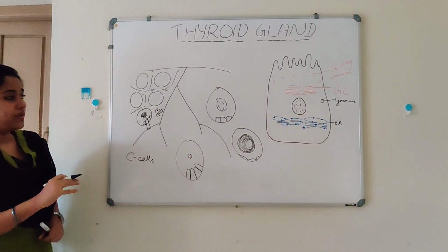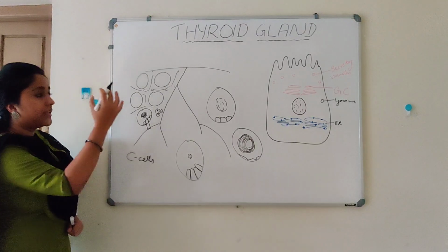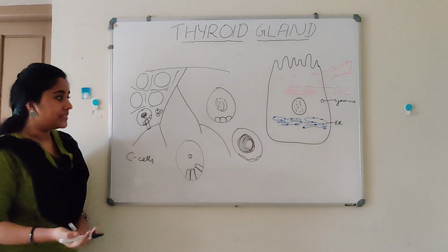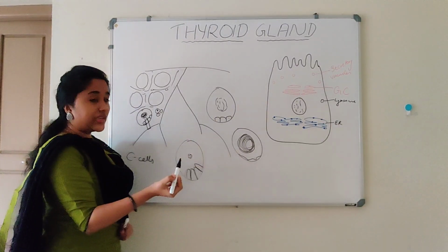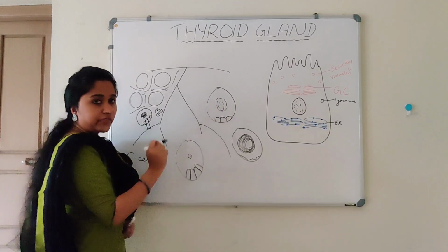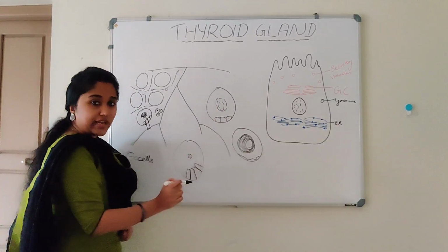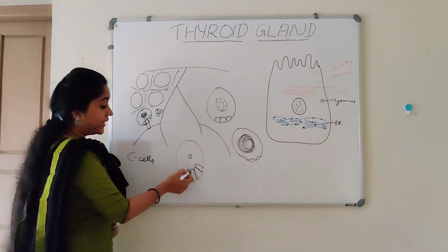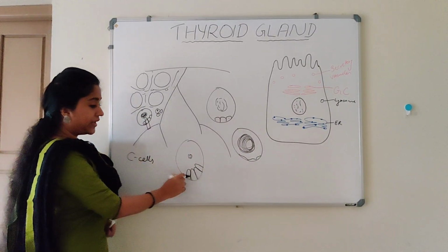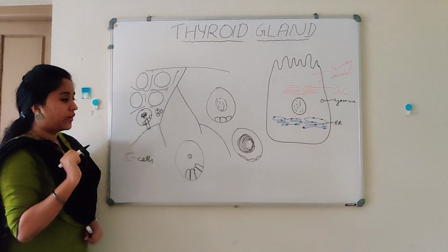So depending upon the activity of the thyroid gland, the follicular cell's shape varies. That is, in a moderately active gland, it is cuboidal in shape with a moderate amount of colloid. In an inactive gland, it is squamous in shape with a large amount of colloid, and in a highly active gland, it is columnar in shape with a little amount of colloid.